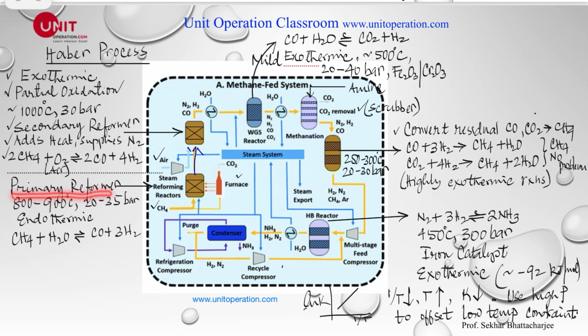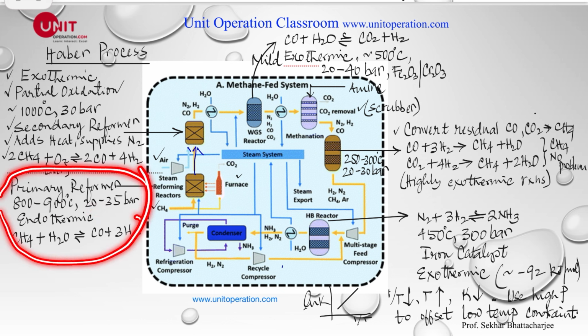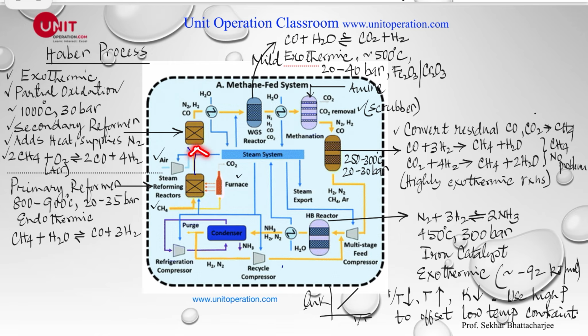This is a primary reformer, 800 to 900 degrees Celsius, 20 to 35 bar, and it's an endothermic reaction, which is discussed in the previous slide. Okay, so from here, then we go to the secondary reformer. So from here, we have unreacted methane, steam, carbon monoxide, and hydrogen. That goes to the secondary reformer.